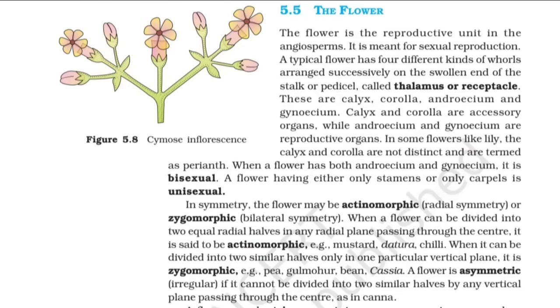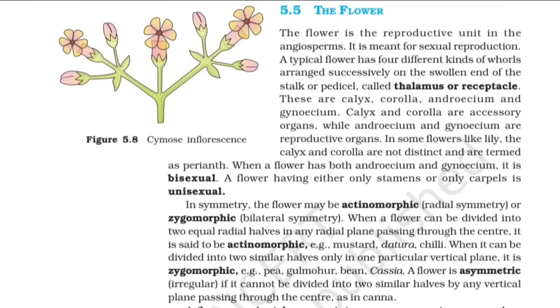The flower. The flower is the reproductive unit in the angiosperms. It is meant for sexual reproduction. A typical flower has 4 different kinds of whorls arranged successively on the swollen end of the stalk or pedicel, called thalamus or receptacle. These are calyx, corolla, androecium, and gynoecium. Calyx and corolla are accessory organs, while androecium and gynoecium are reproductive organs. In some flowers, like lily, the calyx and corolla are not distinct and are termed as perianth.